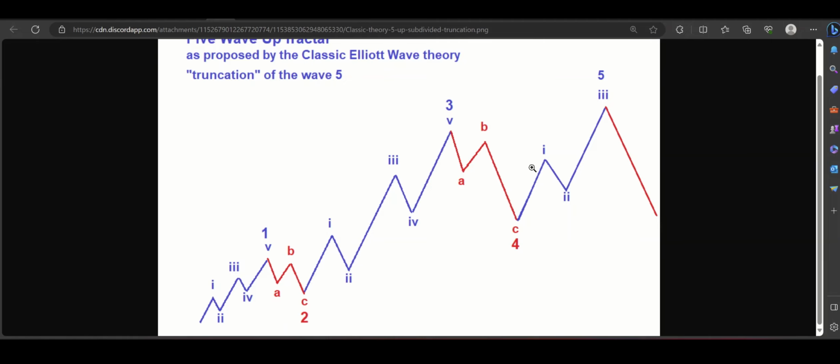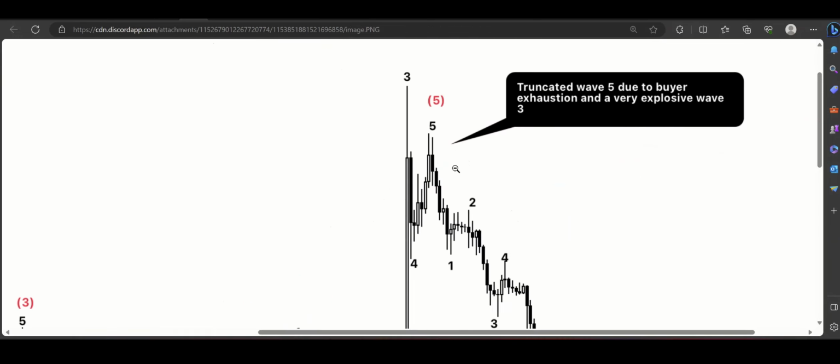Okay, you see how this wave 5 fails to pierce the top of this wave 3 and really get going? So we see the exact same thing playing out over here. So you would start your wave count to the downside from over here rather than from over here.